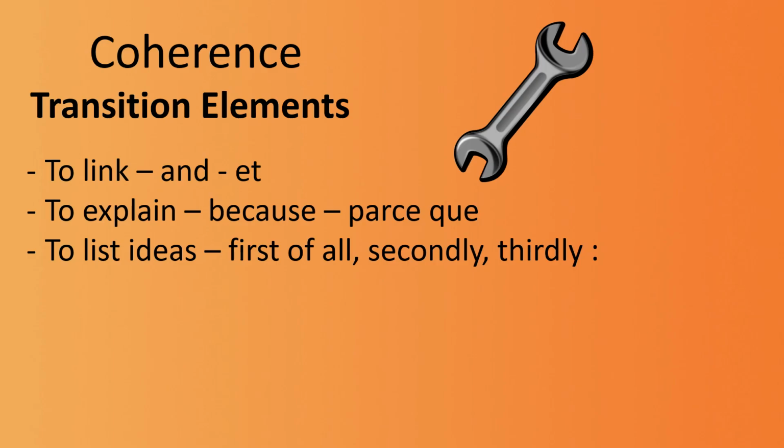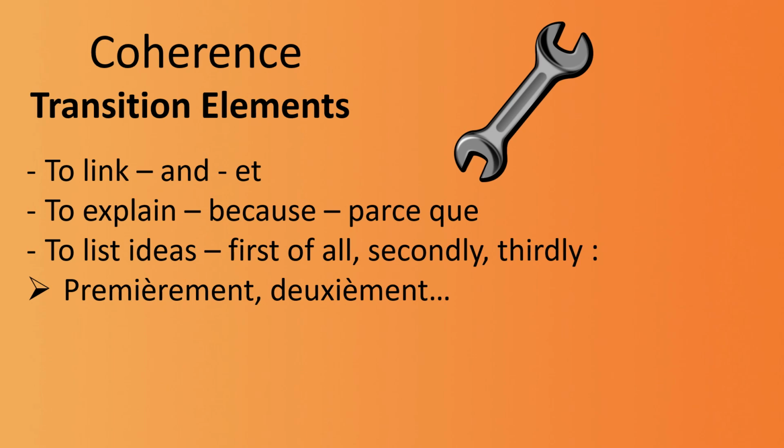But writing many sentences with no coherence is still no good. So sometimes you'll have to link some words or some sentences. For example, you use et for "and" when you want to link. If you want to explain something, you might use "because", which is parce que in French. You might want to list ideas: first of all, secondly, thirdly, for example, which is premièrement, deuxièmement, troisièmement.